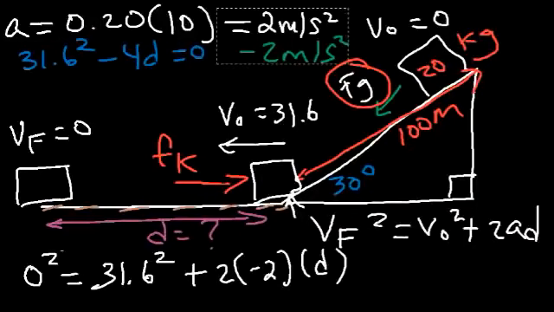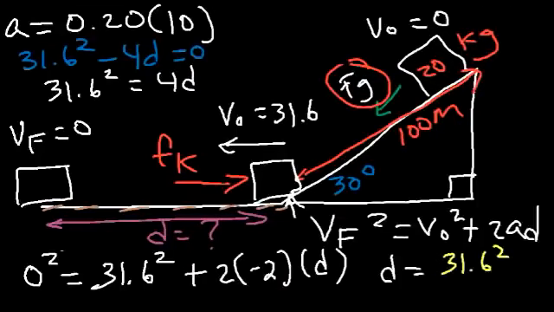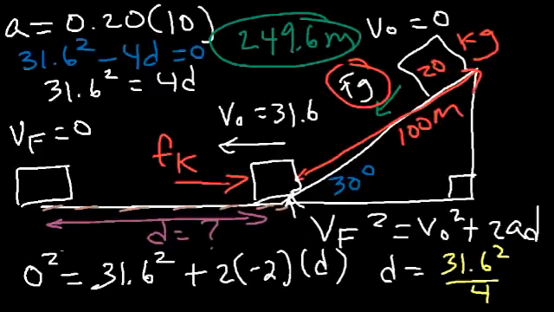I'm always out of space. So let's move negative 4d from the left side to the right side. So 31.6 squared is equal to 4d. So d is equal to 31.6 squared divided by 4. So that's going to give you a value of 249.6 meters. So that is the distance that the object travels before it comes to rest.